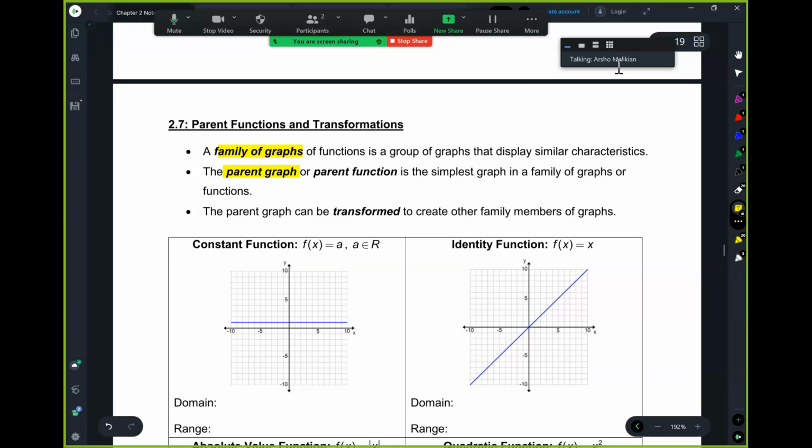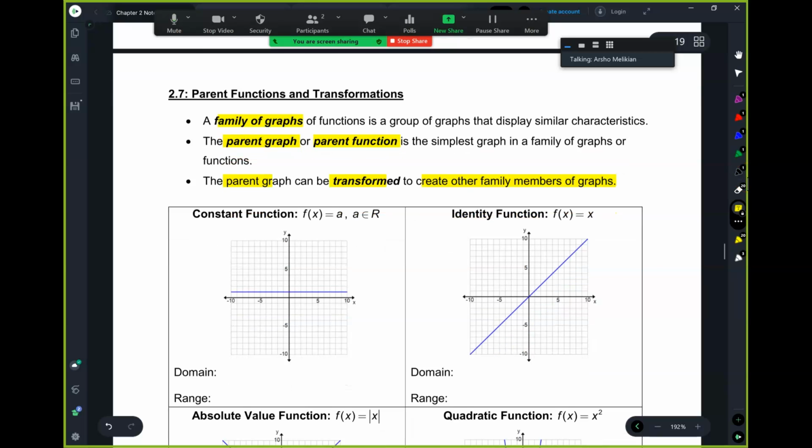The parent graph, or the parent function, is basically the simplest graph in that family. So for example, if we look at the linear functions, y equals x, that's the most basic function that you can get. That's the parent function. And then anything else is an embellishment of that. So you take y equals x, then you make it into like 2x plus 1. That's an embellishment. Those are the other members of that family. So the parent graph is transformed to create other family members of the graphs.